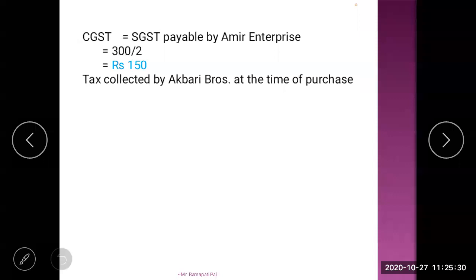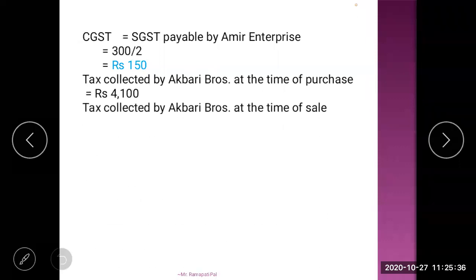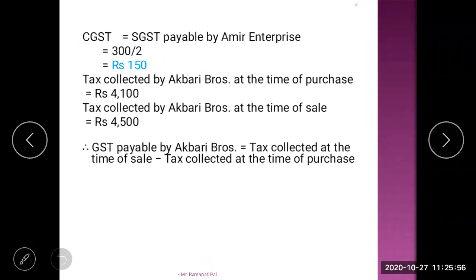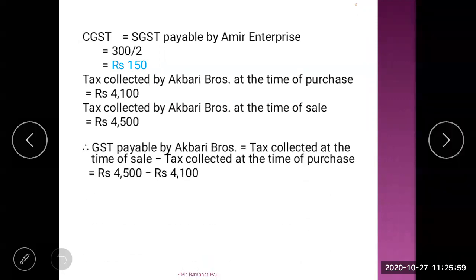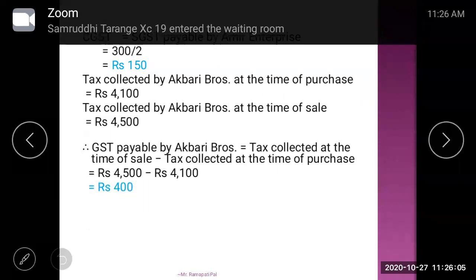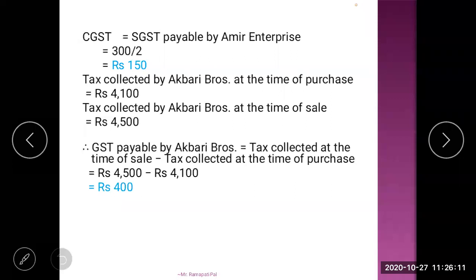Ria is also giving the answer. So we will see now. Tax collected by Akbari brothers at the time of sale, that is output tax, 4,500. Now we have to find out GST. So GST payable by Akbari brothers is output tax minus input tax. Substitute the value. 4,500 minus 4,100, that is rupees 400. So GST payable by the Akbari brothers is 400 rupees.